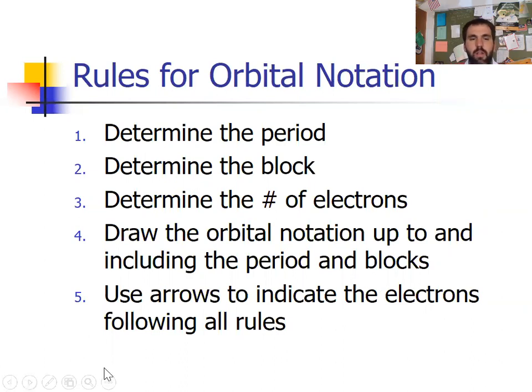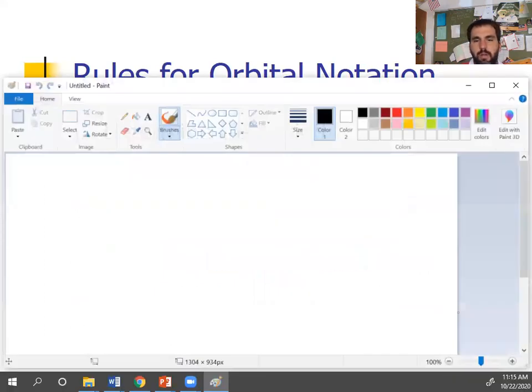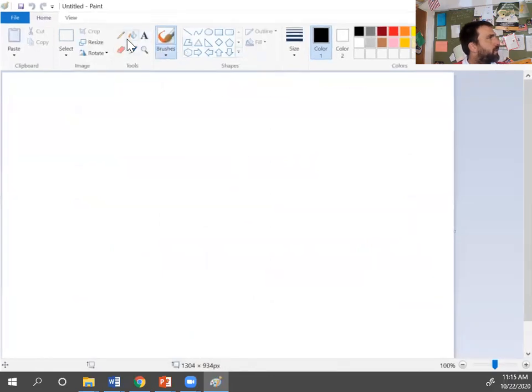So let's draw an orbital notation. Let me just randomly pick one. Let's do nitrogen. So our first 3 steps: we're going to draw the orbital notation for nitrogen. Someone tell me the period, the block, and the number of electrons of nitrogen. You need your periodic table out also.